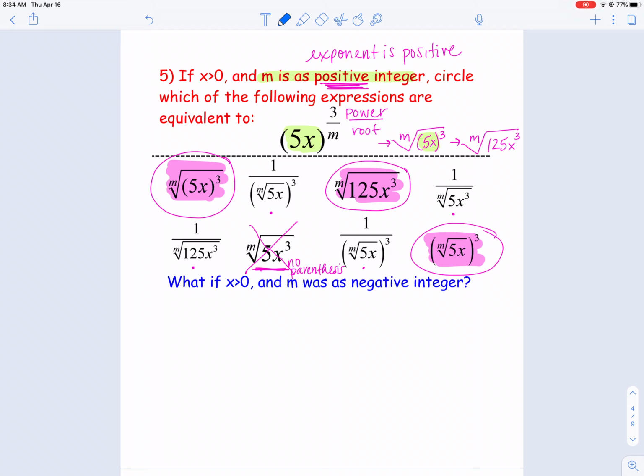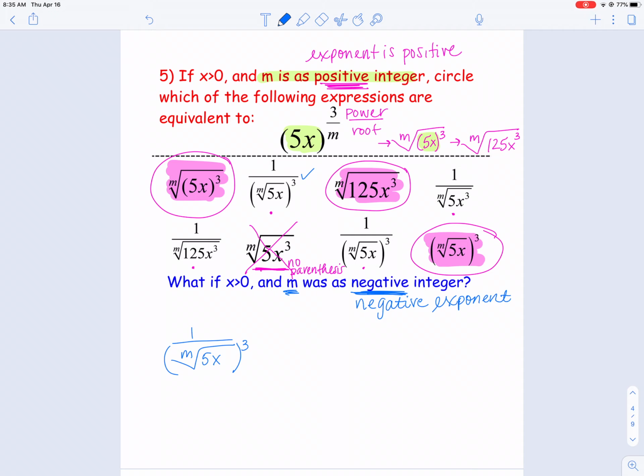Okay, so let's just talk the other way. If x is greater than 0 and m is now negative, now you're talking about a negative exponent. So it's all the ones we left out, right? With the 1 over, let's check those. Let's look at that first one I come to. 1 over the mth root of 5x to the third power. Yeah, that one would be good. 1 over the mth root. This one doesn't have parentheses, but it's taking that whole 5x and raising the whole thing to the third power. So this one would be good down on the bottom.